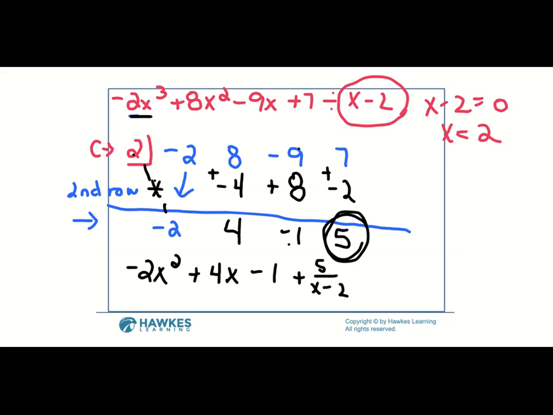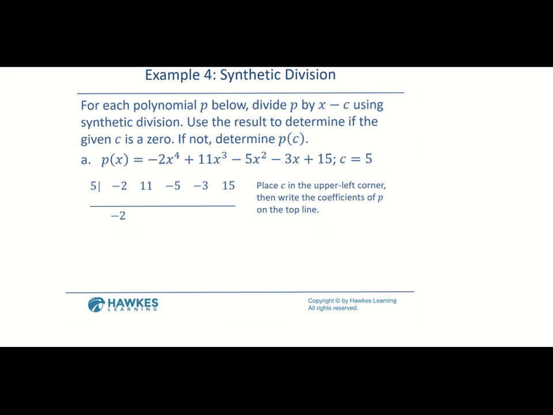It's a lot easier. And really what this is telling us is this problem here, we can divide it by x minus 2, but x minus 2 is not a factor because it doesn't work out nice and evenly with a 0 remainder. All right, so we're going to do another synthetic division.